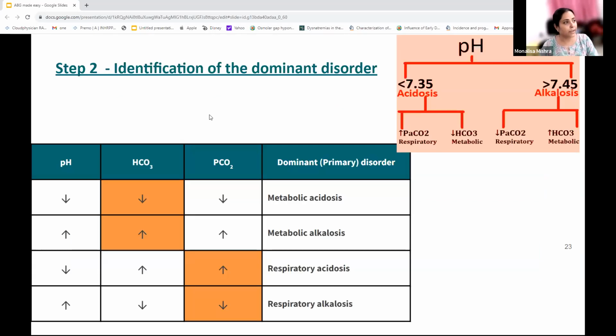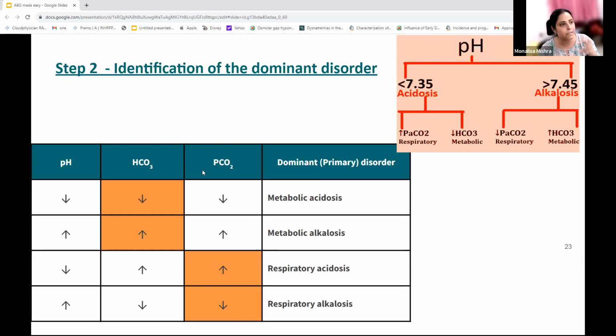Now, next is identification of the dominant disorder. This we already went through. If the pH is low and bicarb is low, then it is metabolic acidosis. That is your primary disorder. If the pH is high and bicarb is high, then it is metabolic alkalosis. If the pH is low and the CO2 is high, then it is respiratory acidosis. And if the pH is high and the CO2 is low, then it is respiratory alkalosis. So this is the way you find out the dominant disorder.